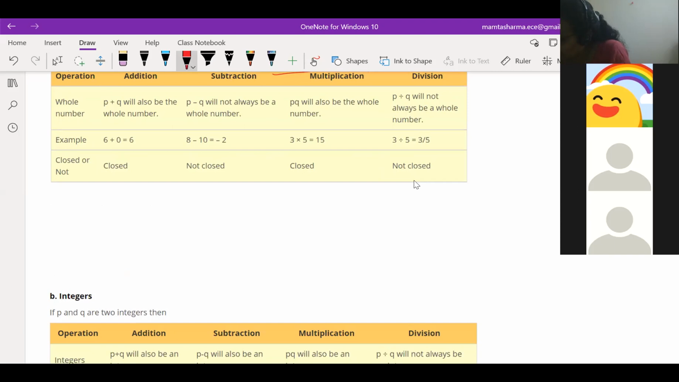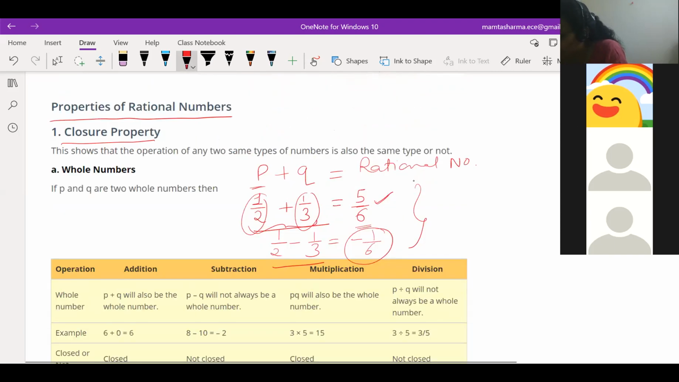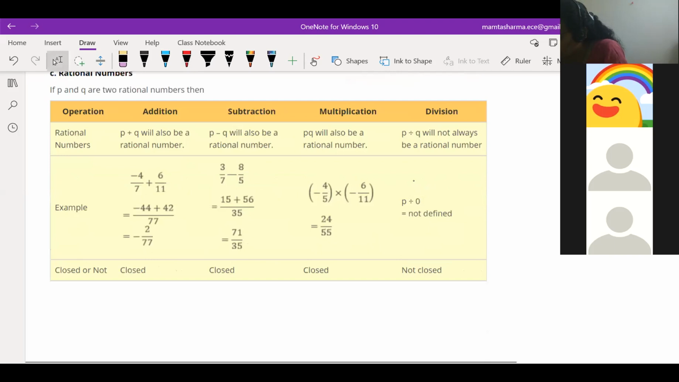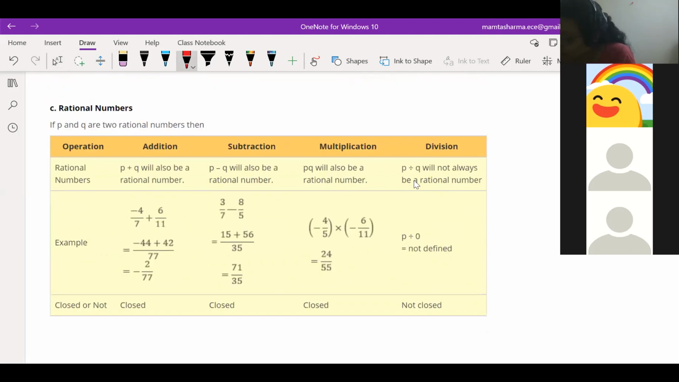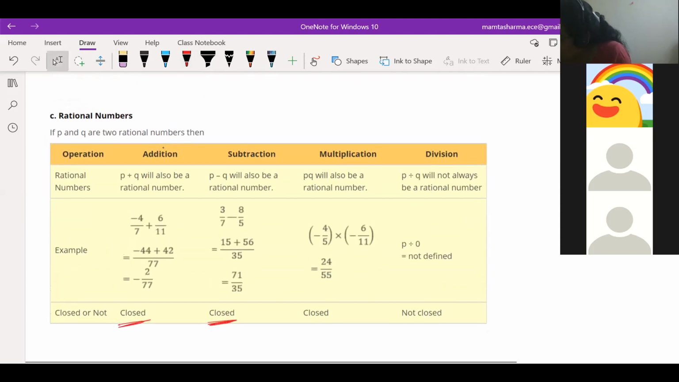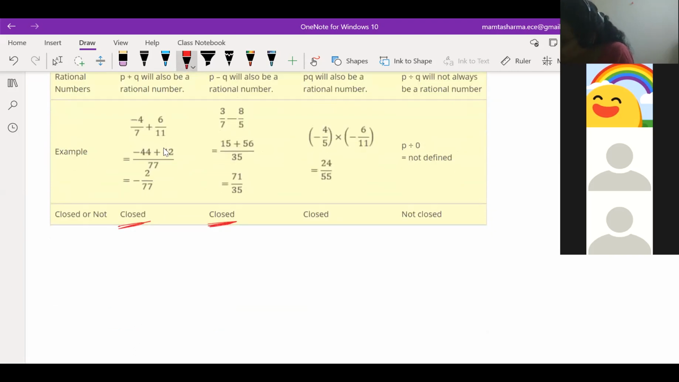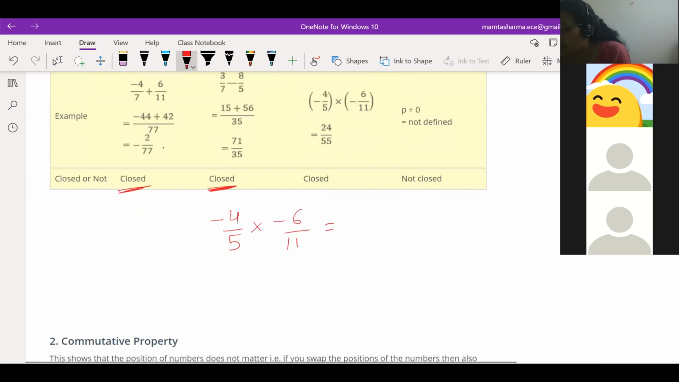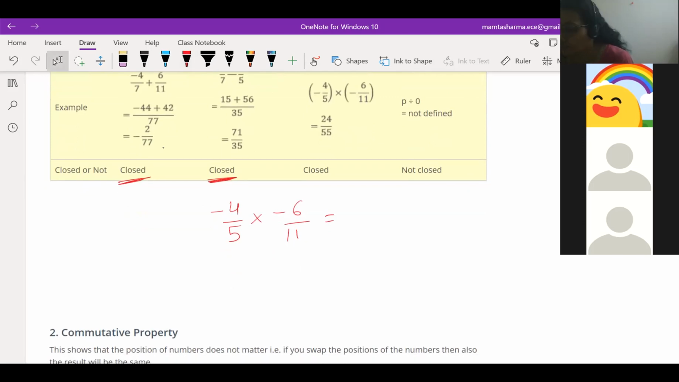You might have seen this thing for whole numbers, but I am talking about rational numbers only. It is closed under subtraction and closed under addition. Now check whether it is closed under multiplication or not. Let's take an example: 4 by 5 and minus 6 by 11. Multiply the two rational numbers. Are you getting a rational number or not? You will get a rational number only.